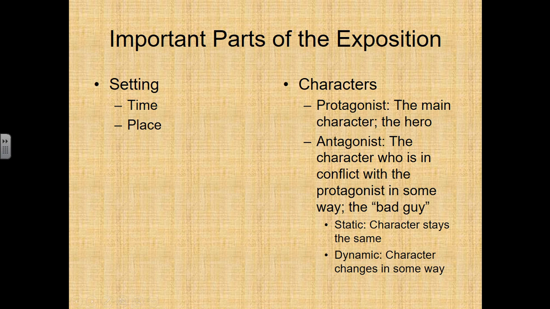The first one is a protagonist. That is a new word, I think, for some 8th graders. It means the main character, the hero, the one that the reader will root for, right? The antagonist is the opposite. It's the character who's in conflict with the protagonist, the bad guy, right?